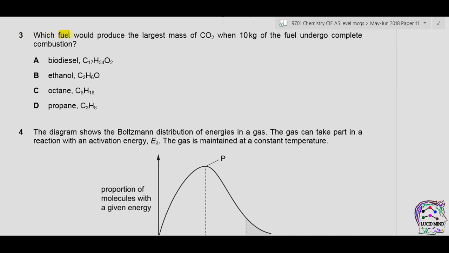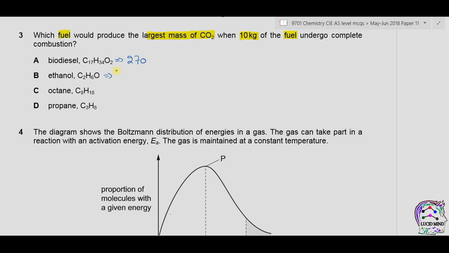Question 3. Which fuel would produce the largest mass of carbon dioxide when 10 kilograms of the fuel undergo complete combustion? We have different fuels: biodiesel, ethanol, octane, propane. Let's find out the molecular masses of each of these. For C17H34O2, the molecular mass comes equal to 270.